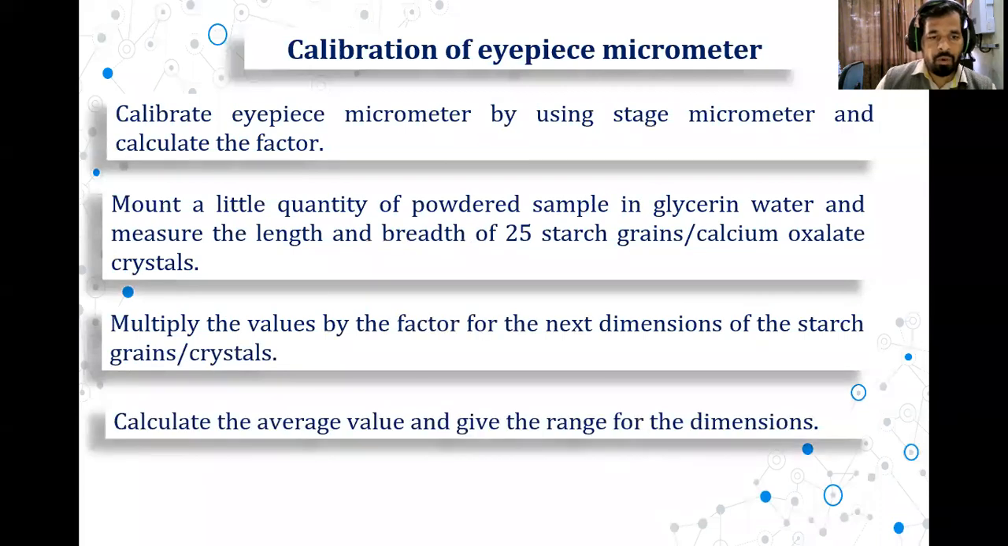Now this procedure we have already studied. So calibrate the eyepiece micrometer. After calibration, remove the stage micrometer, prepare the slide, keep it on the stage, and observe the length and breadth of 25 starch grains or calcium oxalate crystals. Multiply the values by the factor, calculate the average value, and try to match that with the values observed in a standard one. So this is the experiment.